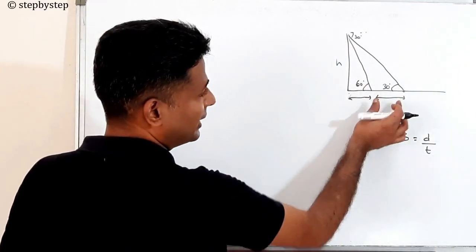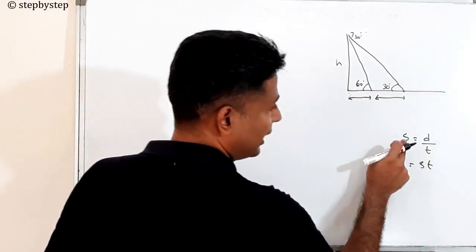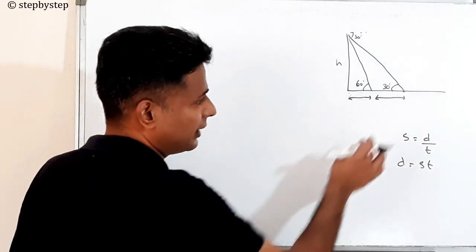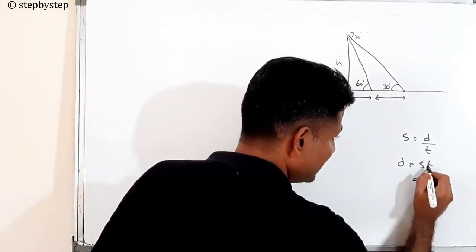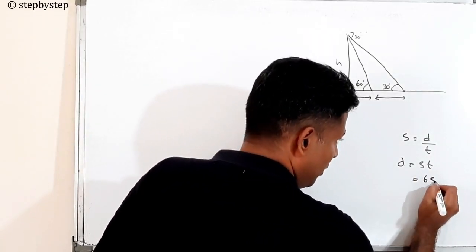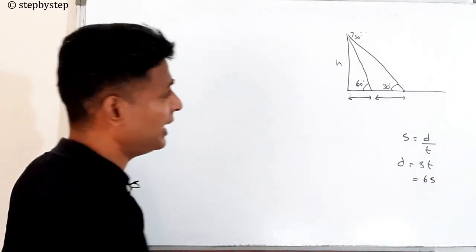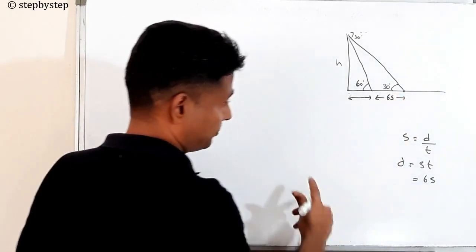We need to first find this distance. What is distance though? Speed into time. So for this, how much time did it take? From here to here it took 6 seconds. So the distance is 6 into s, like the speed will be s itself. So the distance travelled here will be 6s.